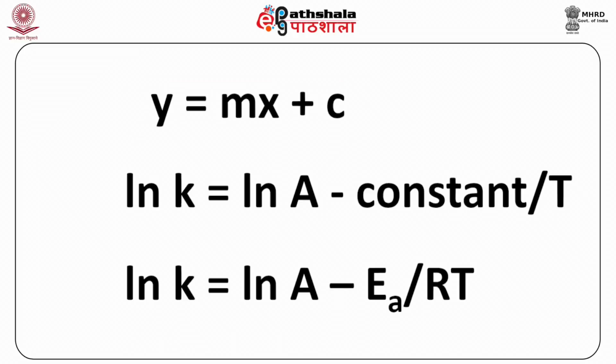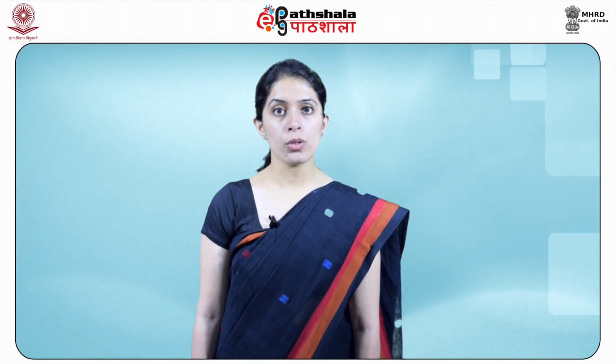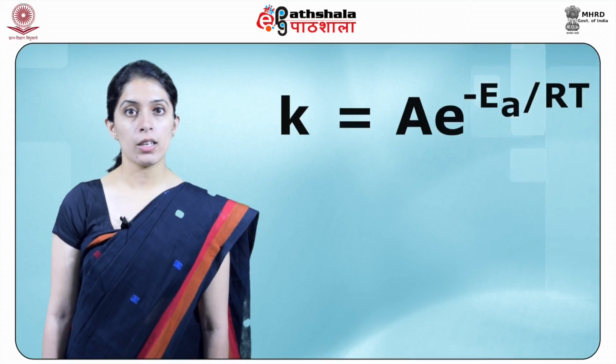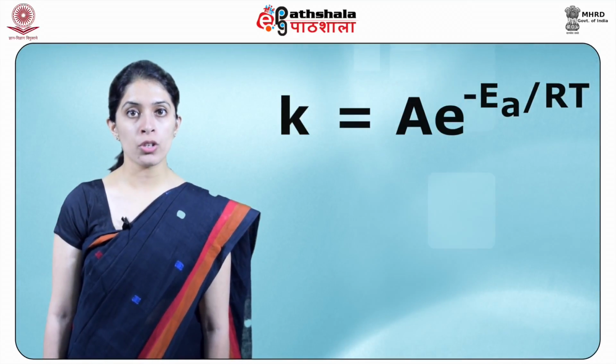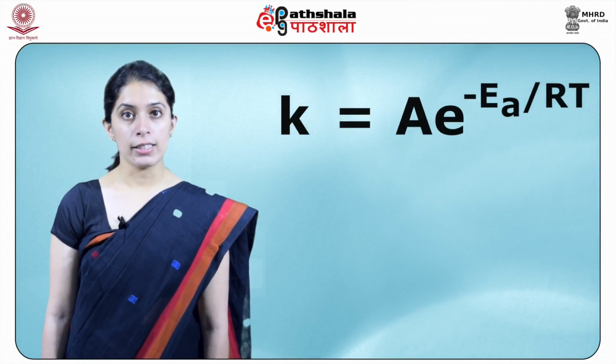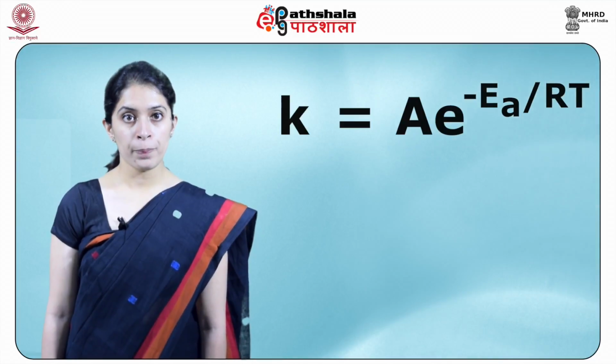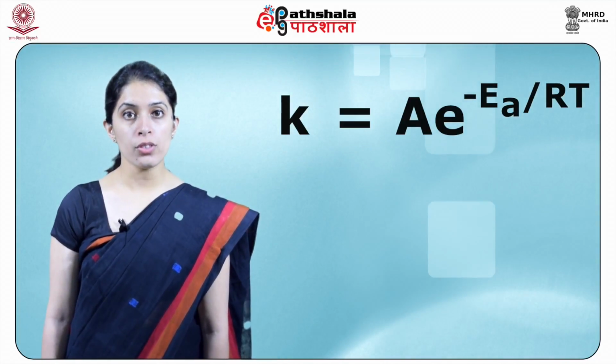From this we get the equation, that is the Arrhenius equation, as ln k = ln A minus Ea/RT. This equation is the Arrhenius equation of activation energy. This equation can also be written in the form k = A e^(-Ea/RT), where A and Ea are constants characteristic of the reaction and R is the gas constant.